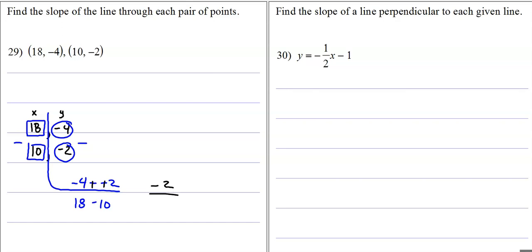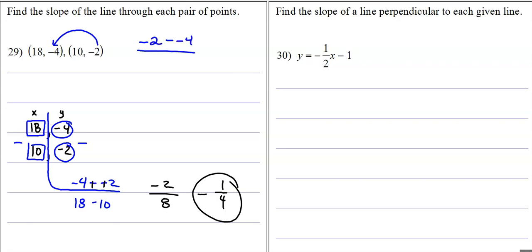And 18 minus 10 is 8. And so that's going to shake out when I reduce it to a -1/4. So that's the slope slide. Some people, I like to do it this way. I just kind of go y minus y, -2, take away -4. And then x minus x.